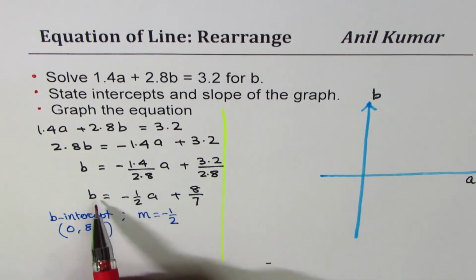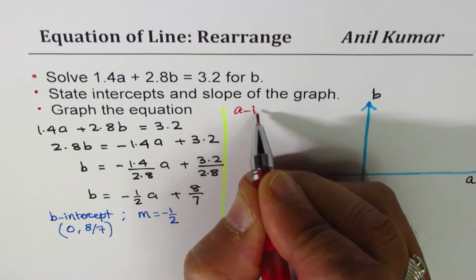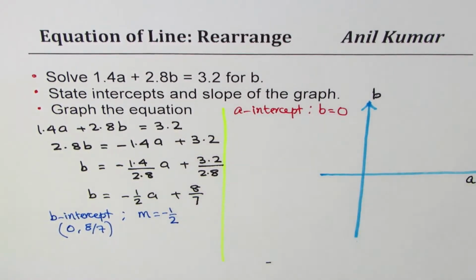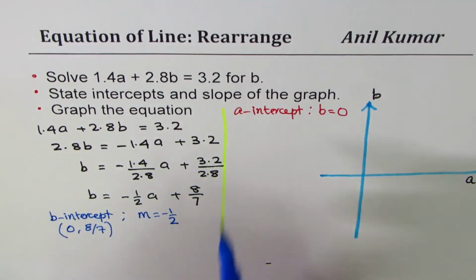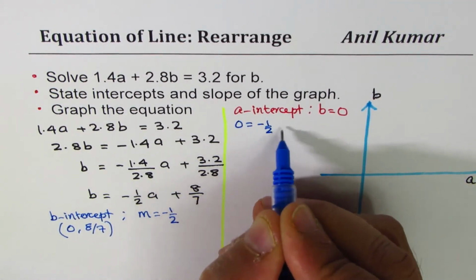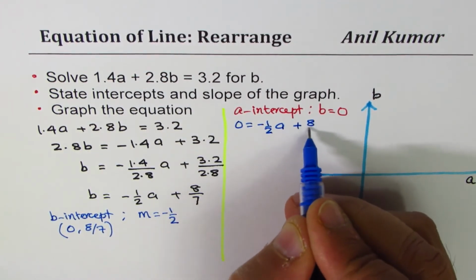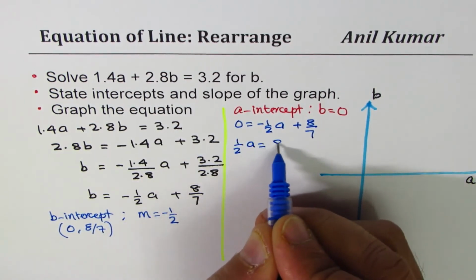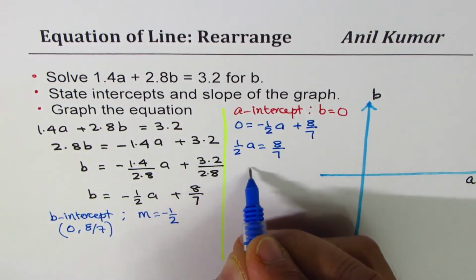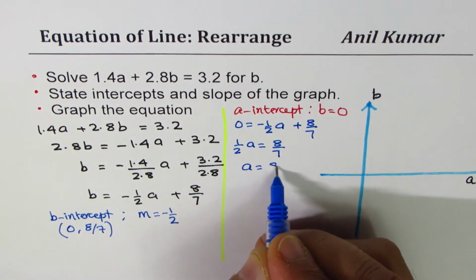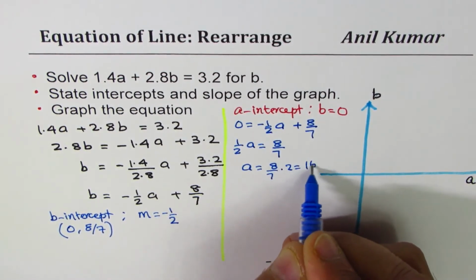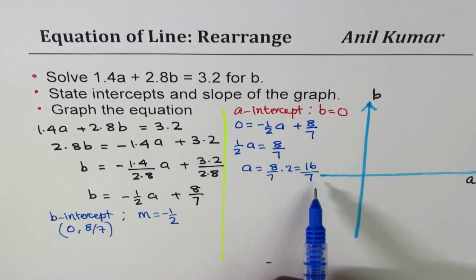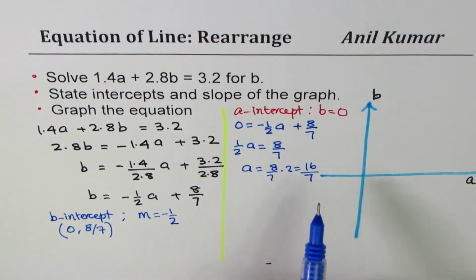For a-intercept, b will be 0. So we are finding a-intercept, that is b equals 0. So if I write b as 0, I get 0 equals minus half a plus 8 over 7. Taking this on the left side, half a equals 8 over 7. a equals 8 over 7 times 2, which is 16 over 7. So we have the a-intercept also as 16 over 7.